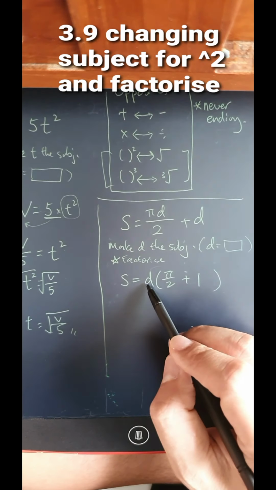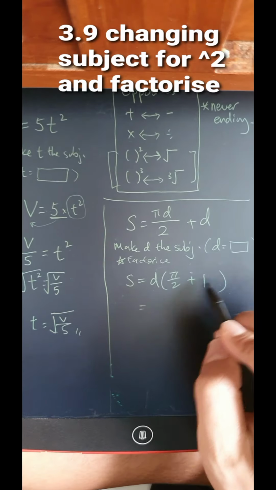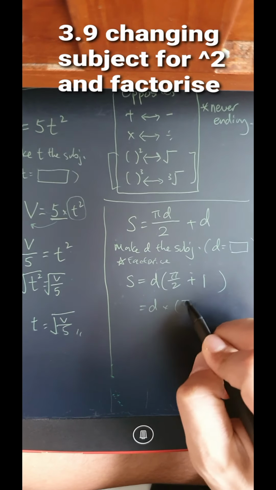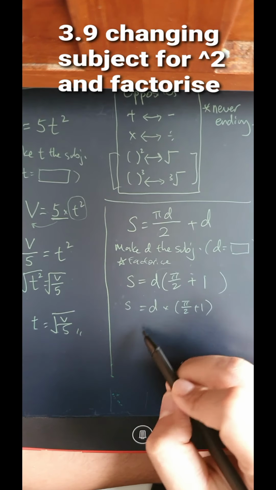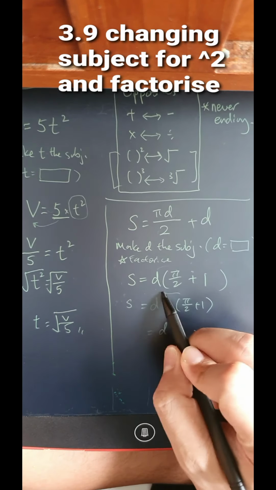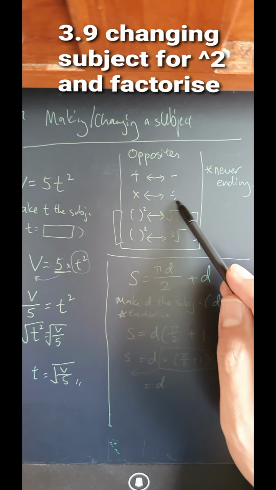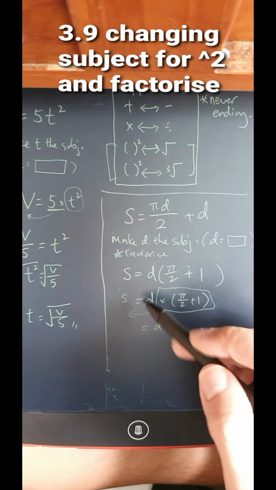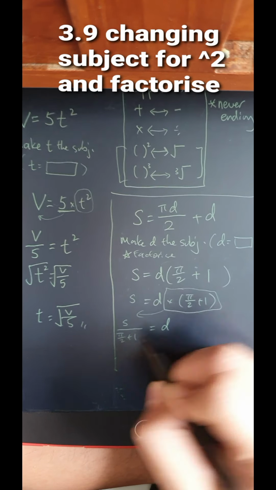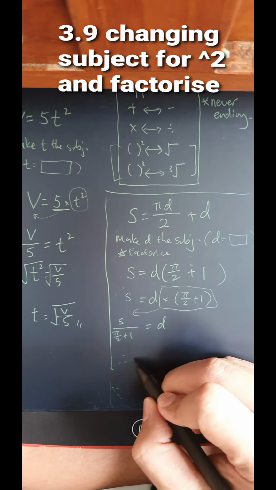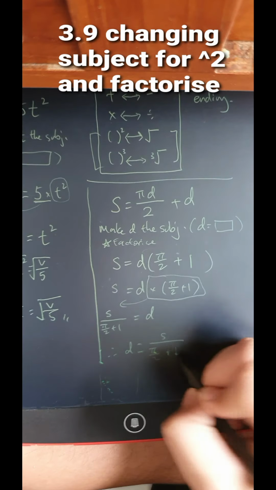Okay, so make d the subject. I already got d alone. This means d times this whole thing, correct? It goes to s. Now, I want to make d alone. I remove this guy to the other side. Do the opposite. Times becomes divide. Bring over becomes divide. So s over pi over 2 plus 1. This is my answer. d equals to s over pi over 2 plus 1.